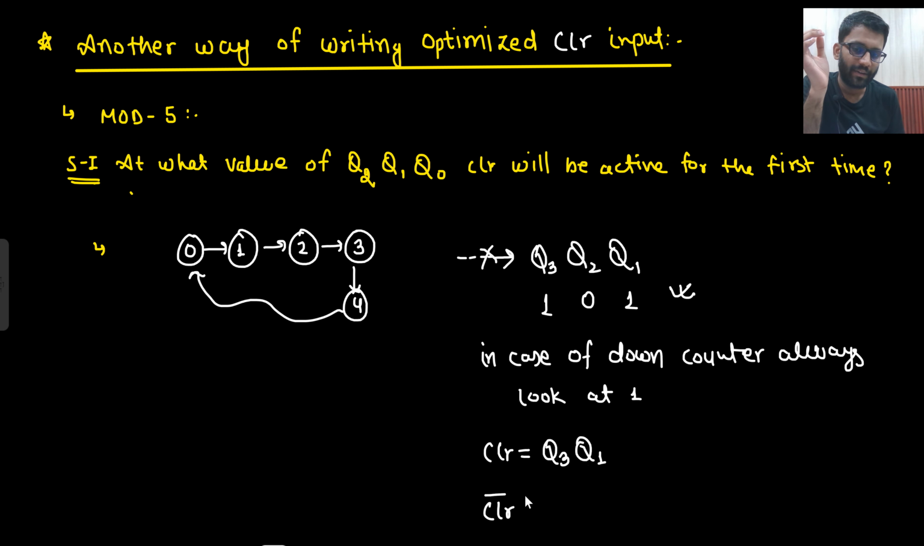What about clear bar? Again, I will look at 1 only, because in case of an up counter I always look at 1. Q3 and Q1, and I am interested in SOP form, so Q3 into Q1, which gives me 1. But I need my clear bar input to be 0, so I will put a bar here. So 1 into 1 is 1, but the bar is there, so it would be 0. Right? So this is the shortcut method.